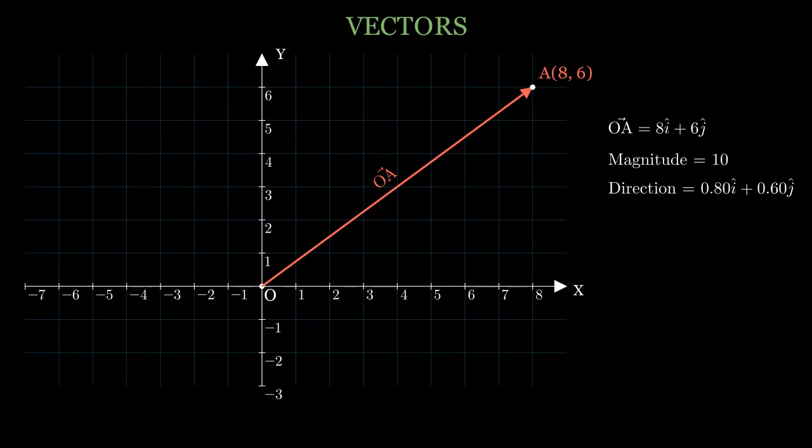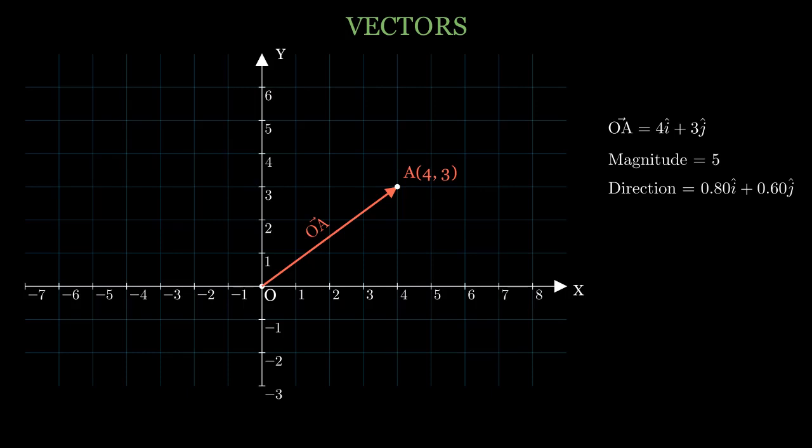Now, we will increase the length of this vector. The vector is now 8i plus 6j. The magnitude is 10, which means we have doubled the length of this vector. But here we can see that the direction, that is the unit vector, remains the same. Now also it is 0.8i plus 0.6j. That is because we have only increased the magnitude, but the direction of the vector remains the same. Now we will bring the vector back to its original state.